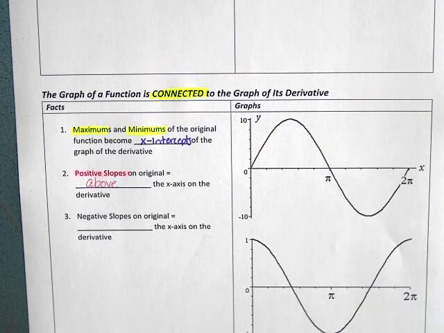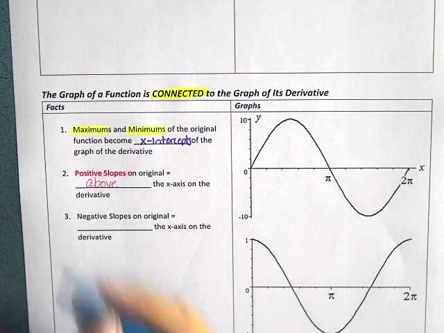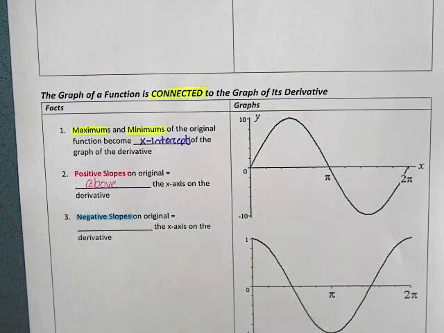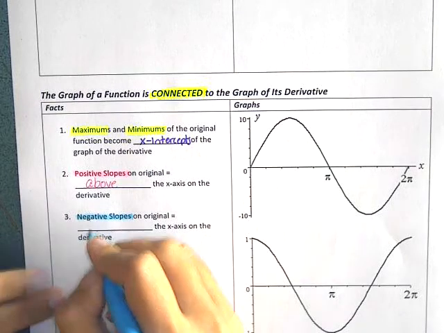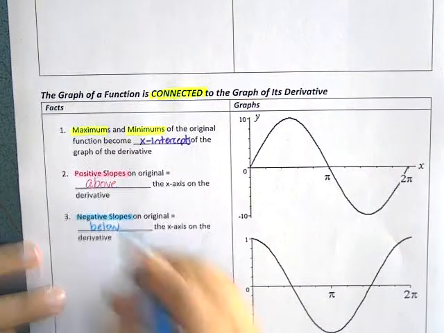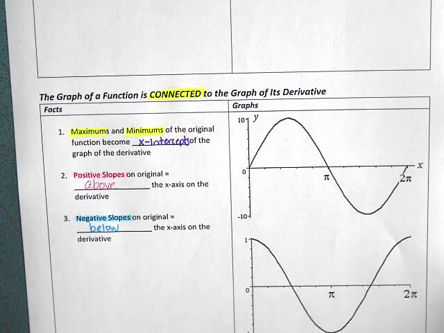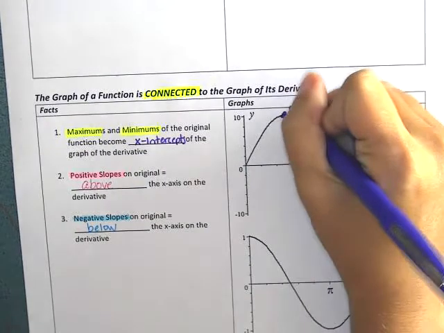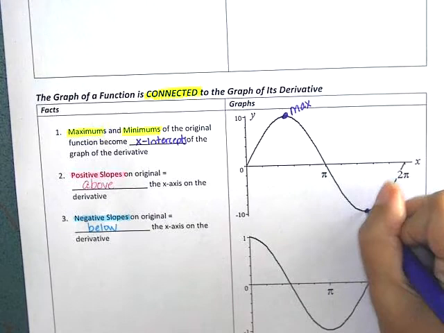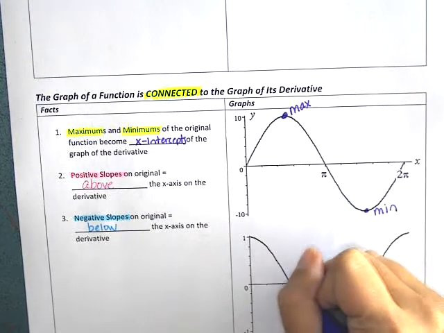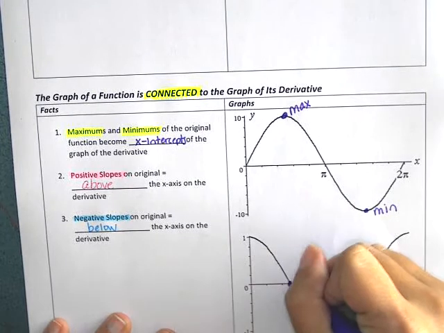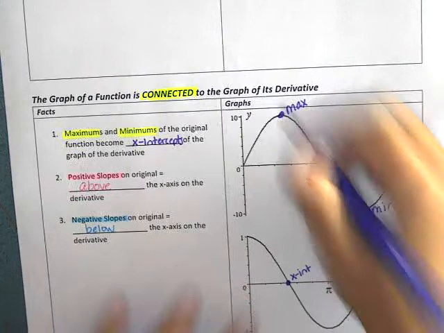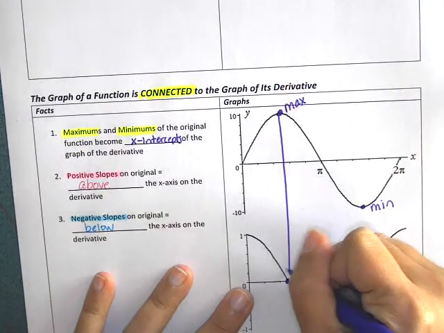And the negative slopes of the original become the portions of the graph that are below the x-axis on the derivative. So if we look at those things in context in this specific problem, this maximum and this minimum become these two x-intercepts. So these correspond to each other.